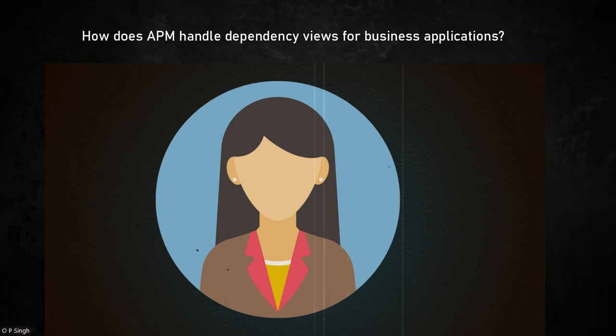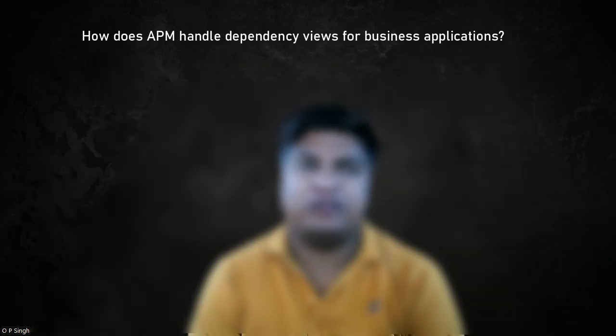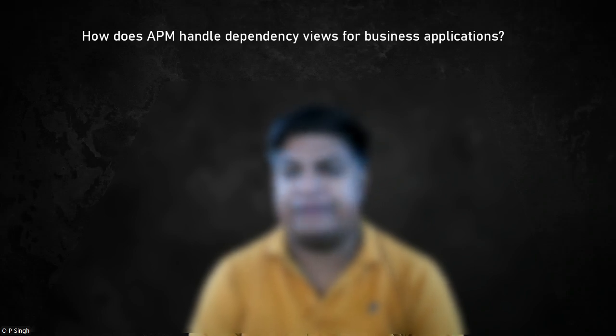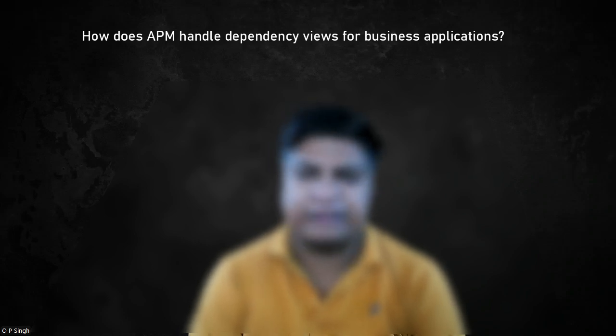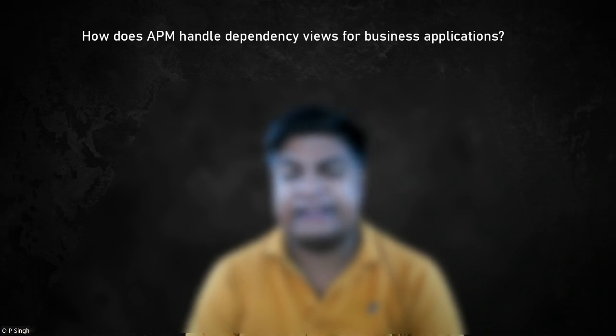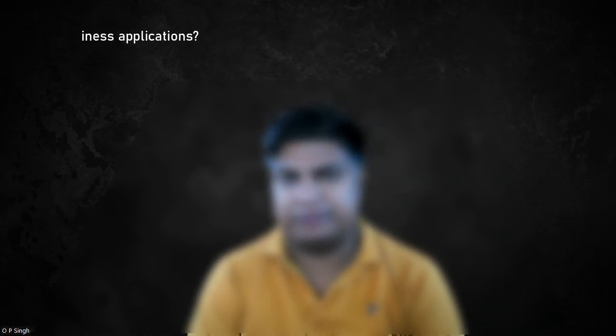And how does APM handle dependency views for business applications? APM uses dependency view to graphically display infrastructural relationships between CIs and the business services they are supporting. It allows architects to understand the interdependency between different parts of the system.